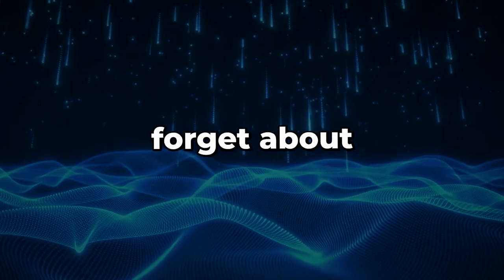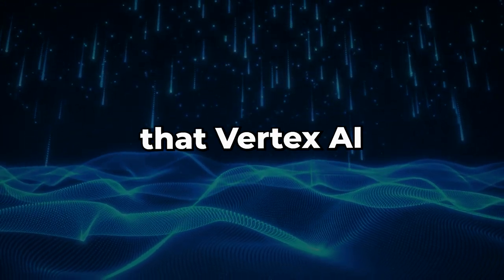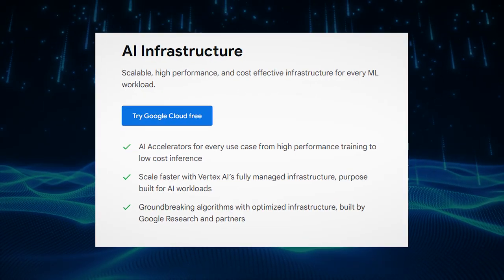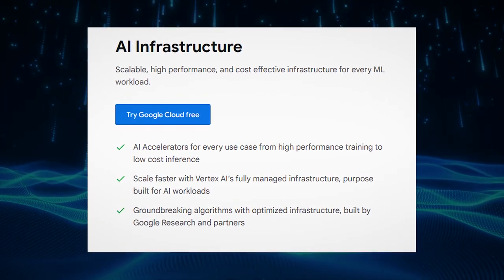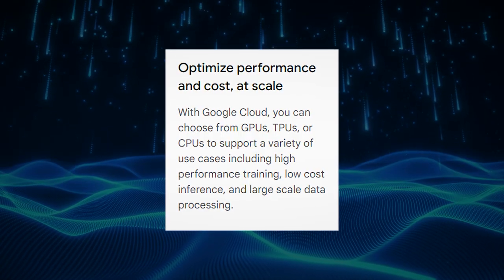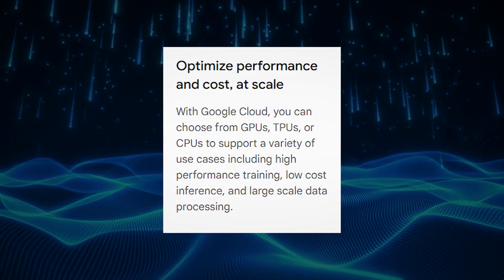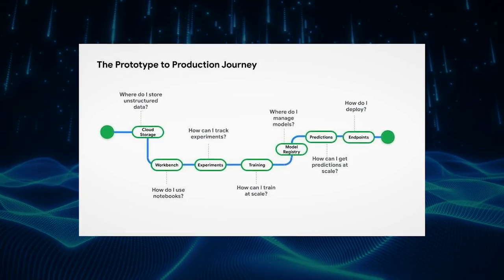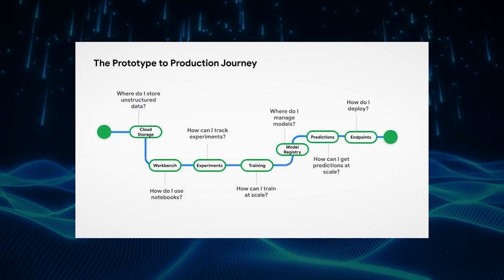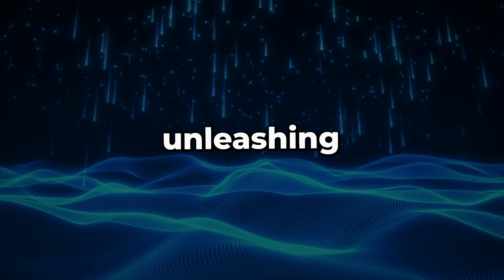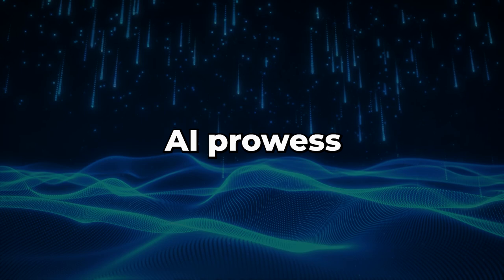And let's not forget about the optimized infrastructure that Vertex AI brings to the table. It's all about maximizing efficiency and cutting down on training time and costs. You get to choose from a range of hardware options like CPUs, GPUs, TPUs, or even customize your own hardware configurations. Vertex AI takes care of all the nitty-gritty details like automatic scaling, load balancing, and fault tolerance so you can focus on unleashing your generative AI prowess.